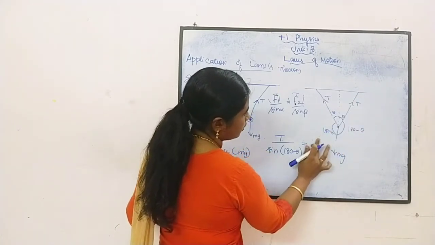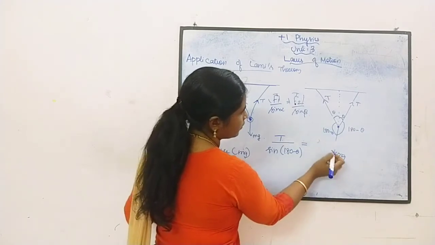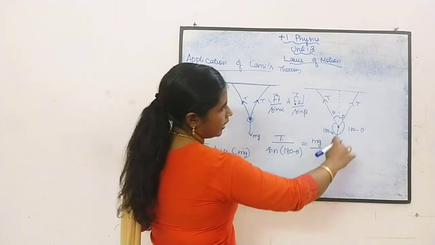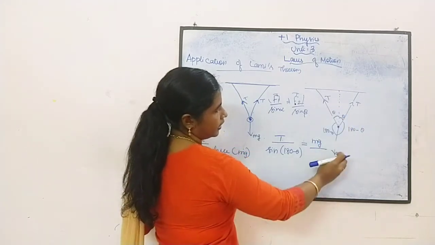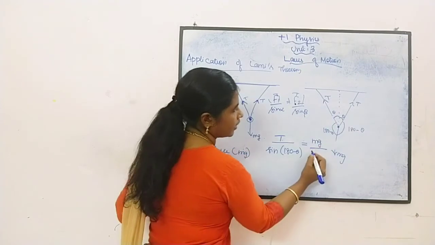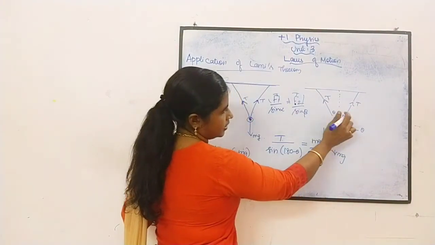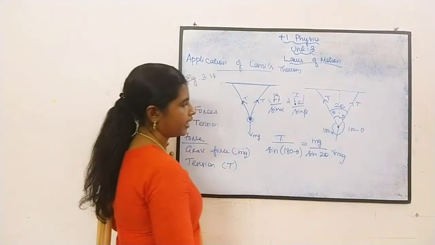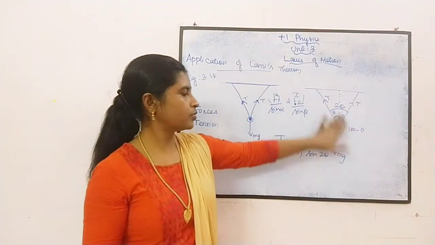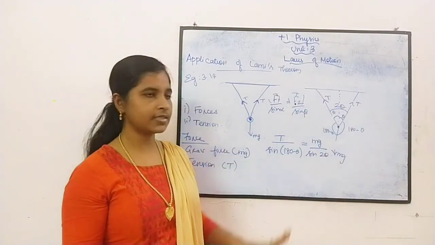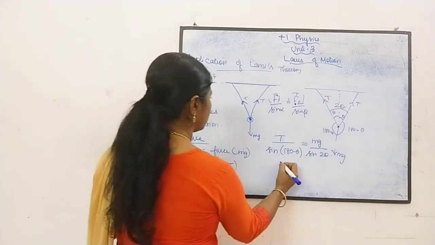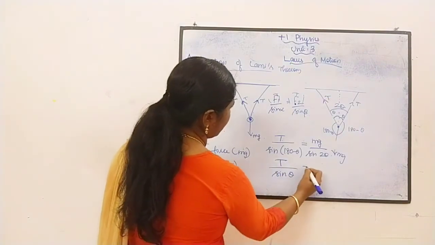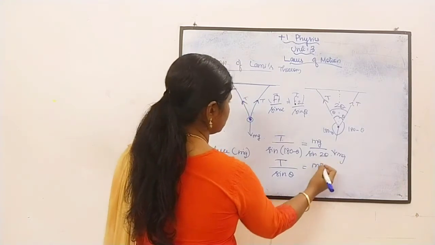We can equate this to the next force, mg, divided by sine of the angle between the other two forces. What is the angle opposite to this force? That is theta plus theta, so the angle is 2 theta, that is sine 2 theta. Clear? By equating the two forces, we are going to find the tension acting on the string. We know that sine of 180 minus theta is sine theta.